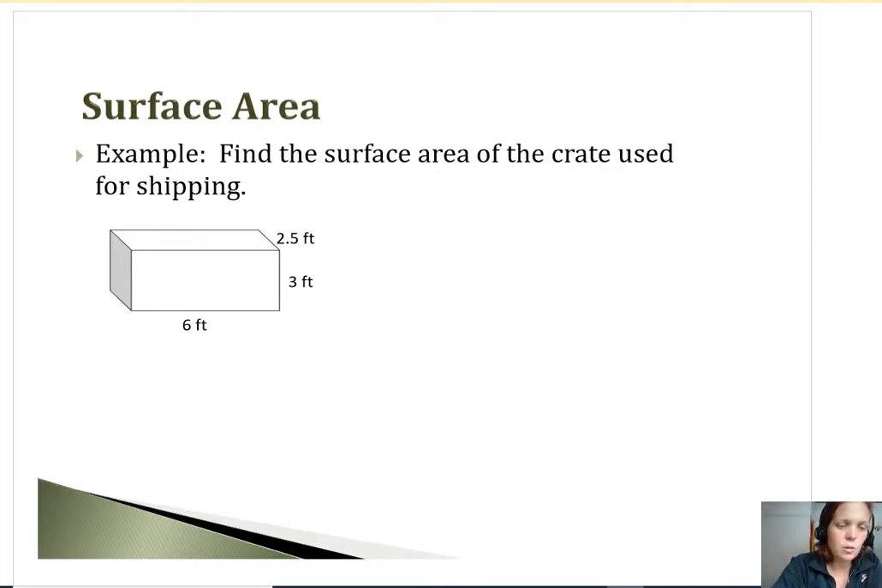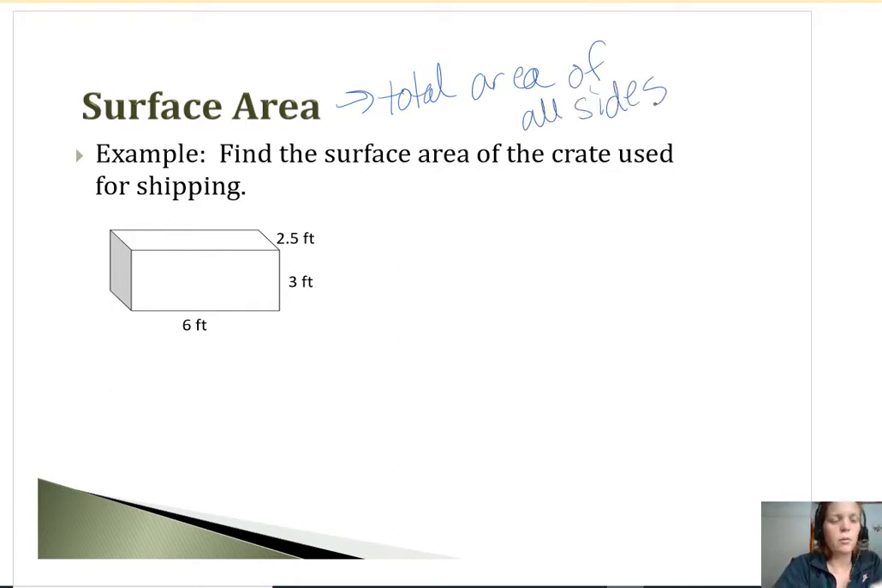So when we say surface area, we're talking about the total area of all the sides. Okay, so if it's something that's a rectangular solid, like what's shown here, this would have 6 sides. So there's a few ways we can calculate this. First off, we could just find the area of each side. Let's say the front and the back are going to be the same.